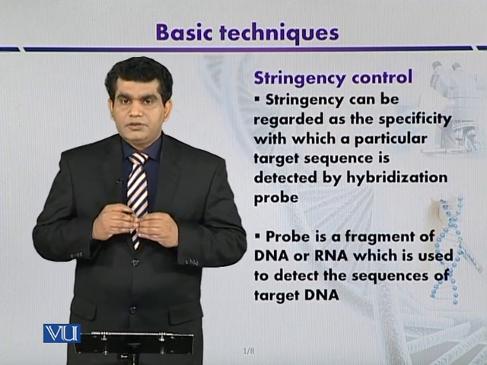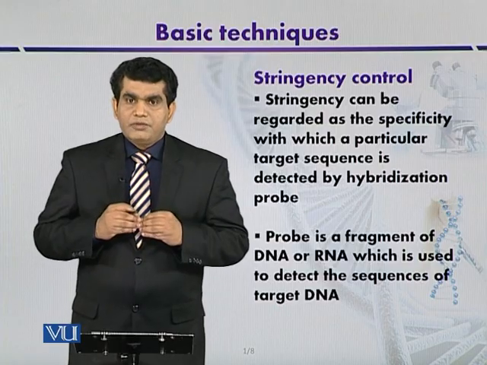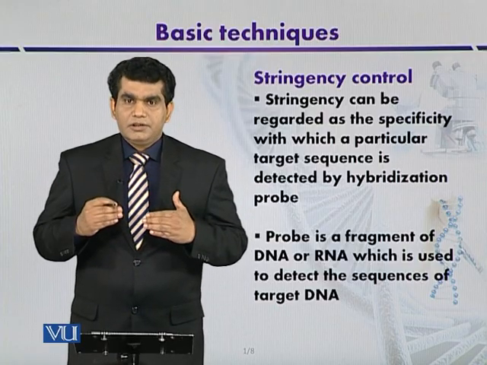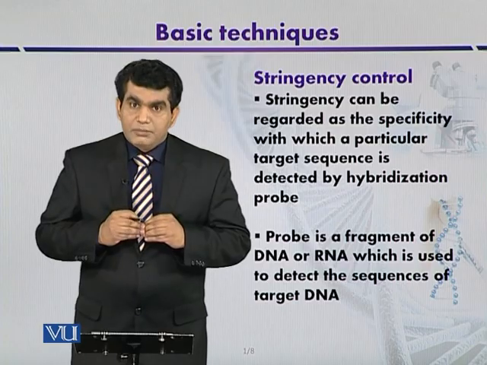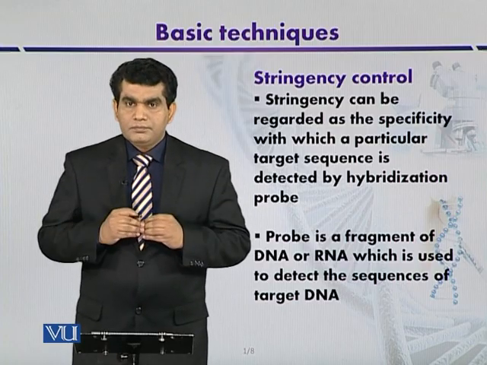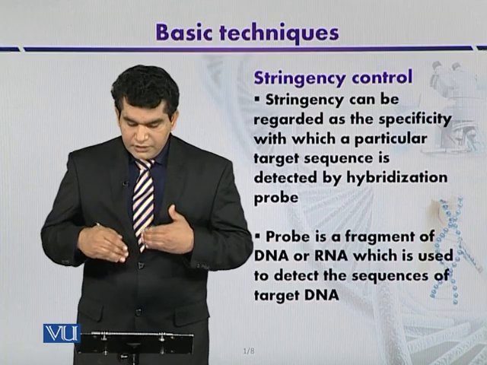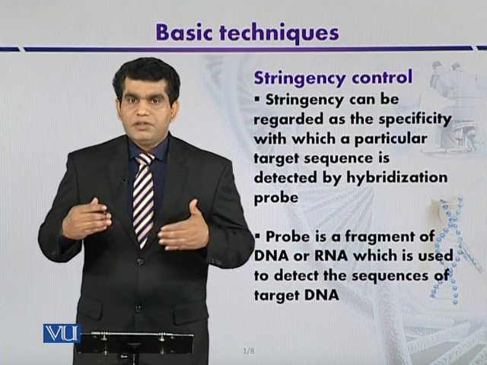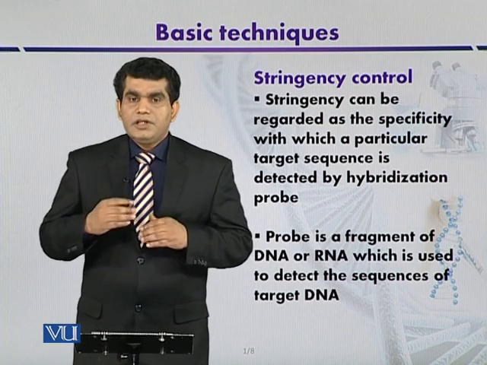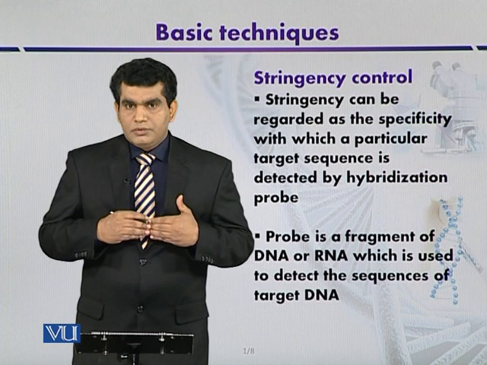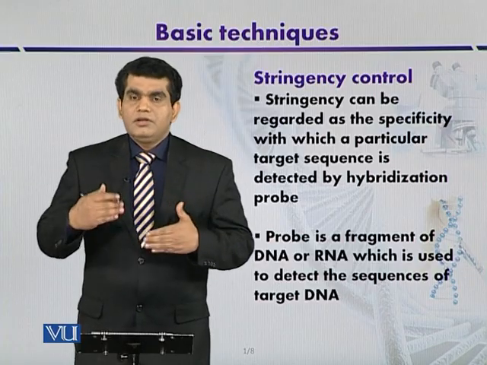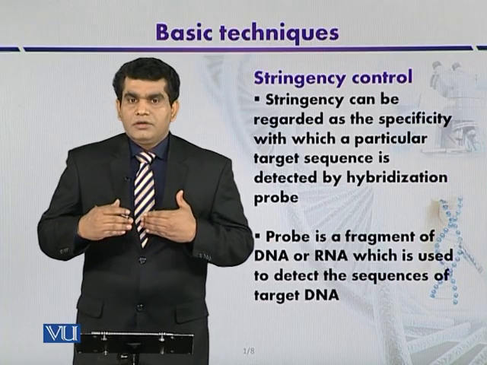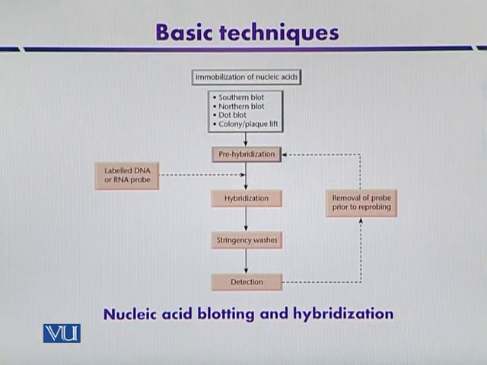So for the hybridization, stringency control is very, very important. Stringency means the degree of homology to which the target sequence is detected by our nucleic acid probe. And it is generally regarded as the specificity with which a particular target sequence is detected by the hybridization probe. And for the probe, you have the idea that a probe is a fragment of DNA or RNA that is complementary towards our target DNA.